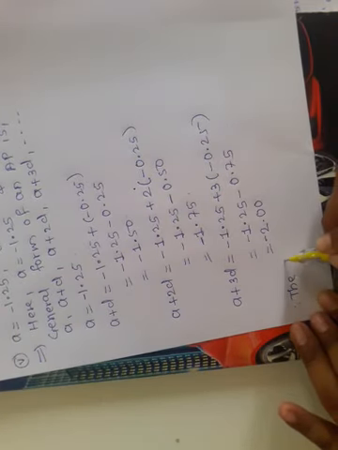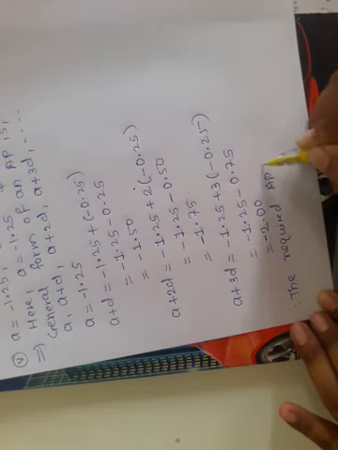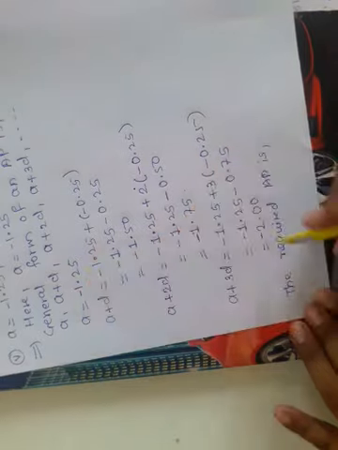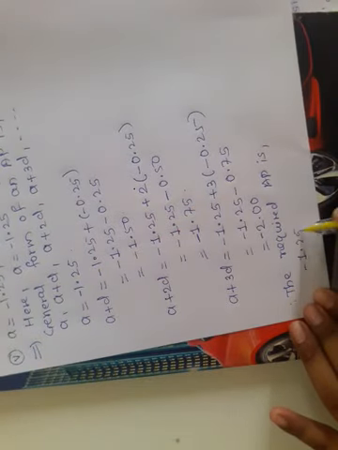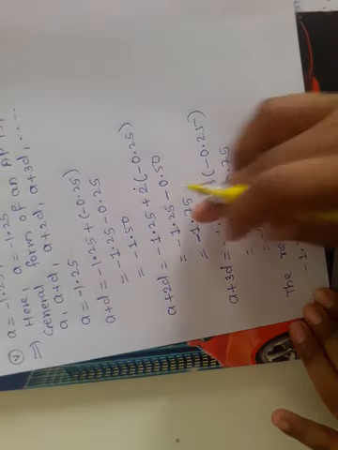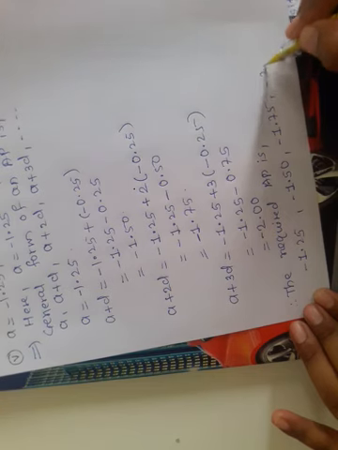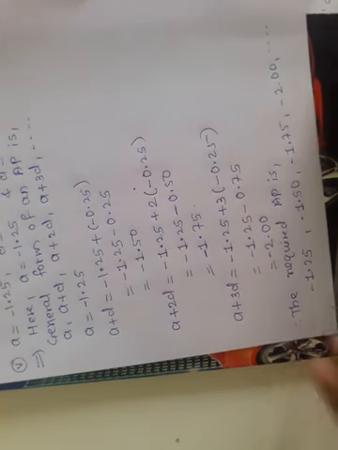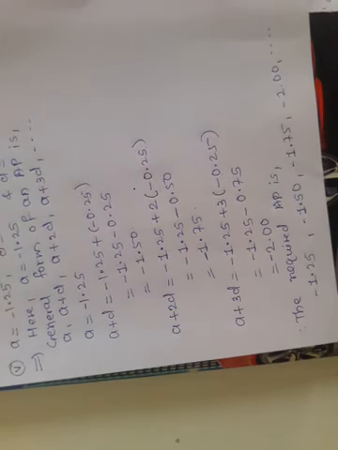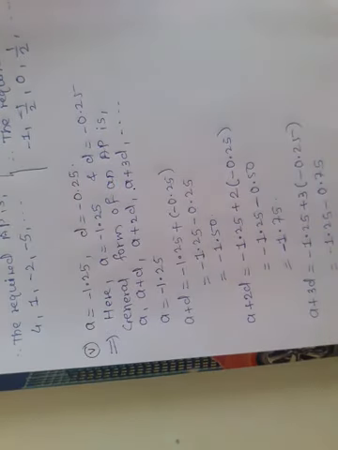Therefore the required AP is: first term is minus 1.25, second term is minus 1.50, third term is minus 1.75, and fourth term is minus 2.00, and so on. Okay, in this way we can calculate: if the first term and common difference are given to us, then by using the common difference and first term, we can calculate the AP.